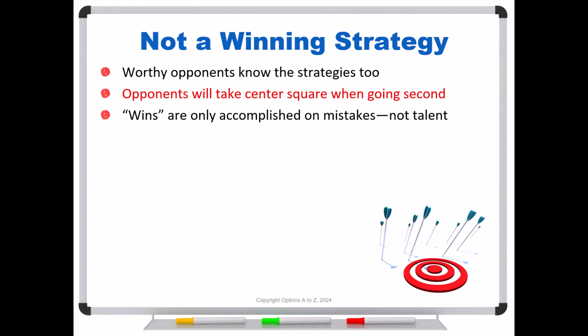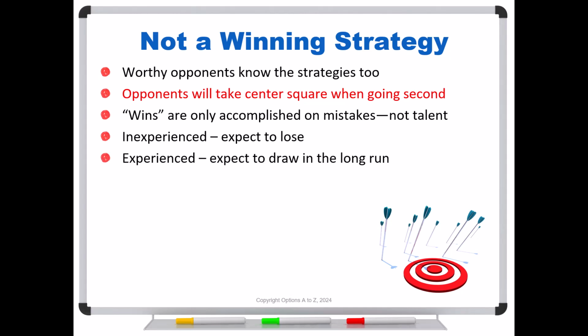So if you are inexperienced, you should expect to lose because you're probably going to be the one that will make an occasional mistake. And if you are experienced and you're going to assume that your opponents are, then you should expect to simply draw in the long run. Now, in the options market, you've got to pay commissions for this every time, which means there's a very good chance you're going to be on the net losing side.